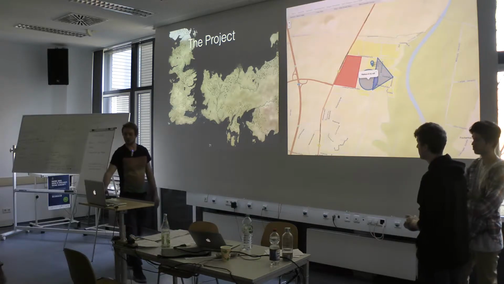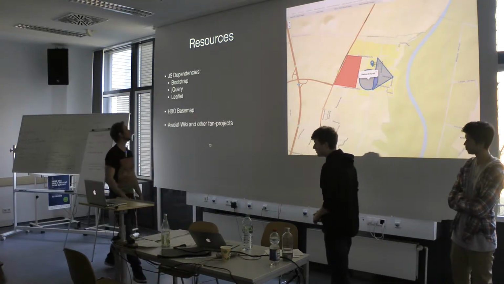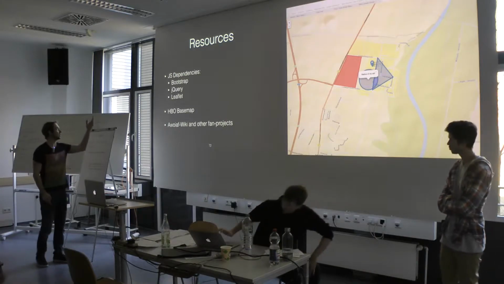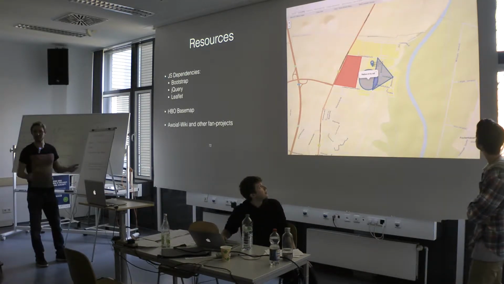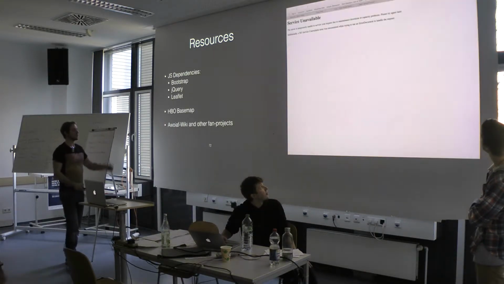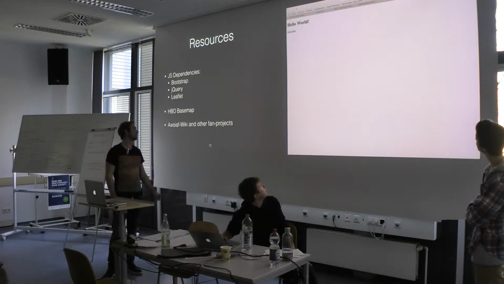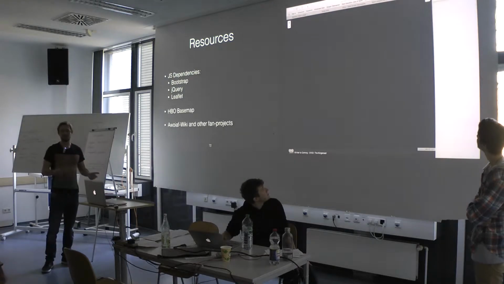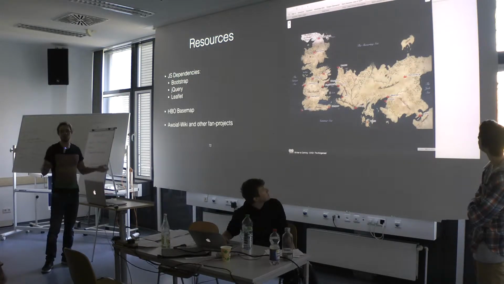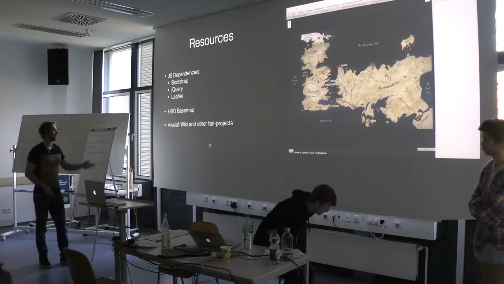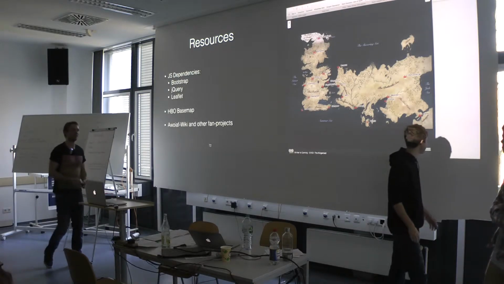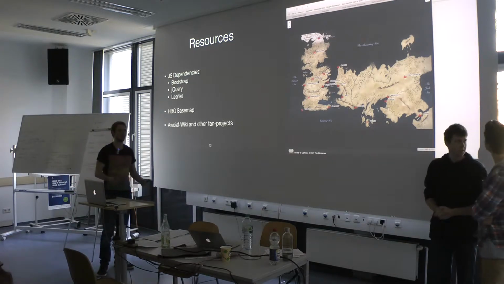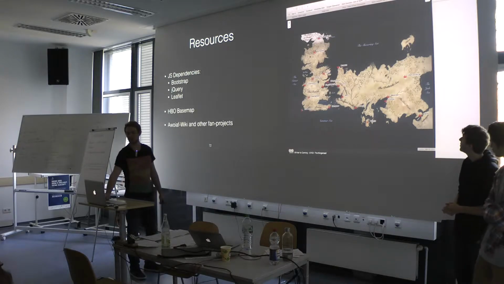And when clicking on some locations, we should provide data. So what we used for our project were Bootstrap, jQuery, and Leaflet, of course. Also, the map you saw just is the HBO base map, but it doesn't contain any layers at all. So no regions, no cities, nothing like that. And we also used the wiki and some other fan projects which provided us more information in the wiki itself.